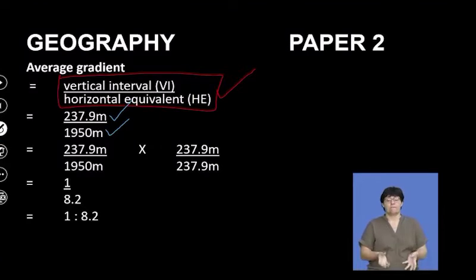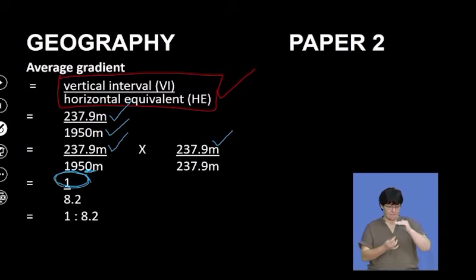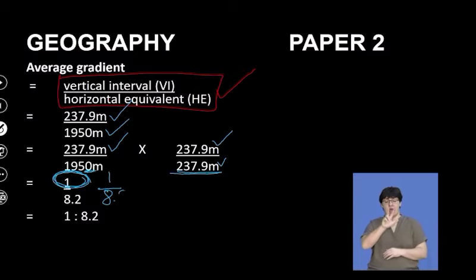To get a ratio, I must take my numerator, which in this case is 237.9, and divide it by itself. Why do I do that? Because then I can get an answer of 1. 1950, which is my denominator, which in this case is my horizontal equivalent, must also be divided by 237.9. What I do to the numerator, I must do to the denominator. My answer is 1 over 8.2.